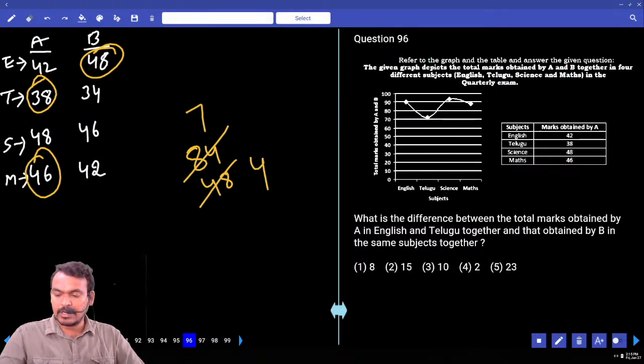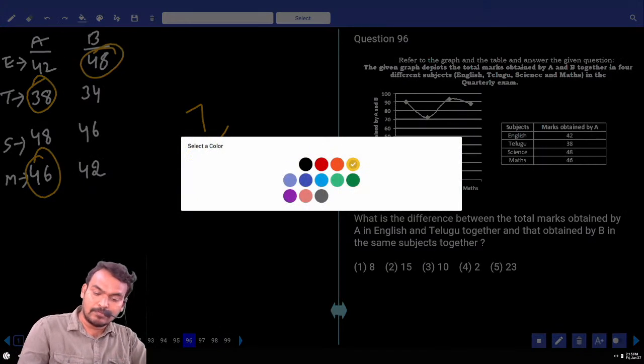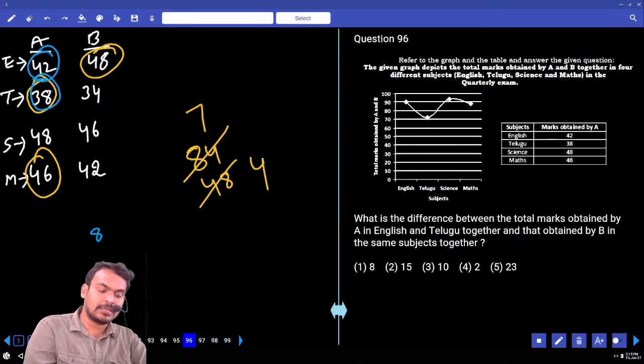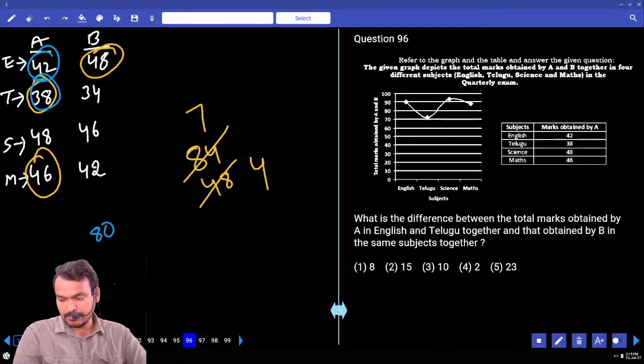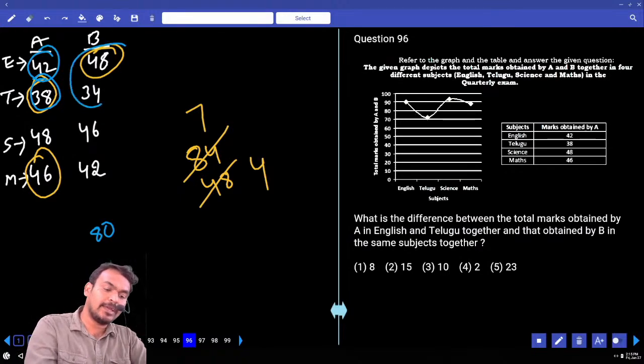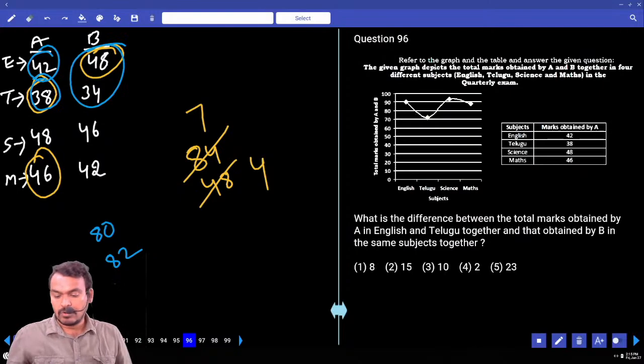Next question number 96. What is the difference between the total marks obtained by A in English and Telugu together and that obtained by B in the same subjects or different subjects? Same subjects. What are the A marks in Telugu? 38 and English 42. 42 plus 38, 80. Next, B also same subjects or different subjects? Same subjects. 48 plus 34, 82. What is the difference? 2 marks.